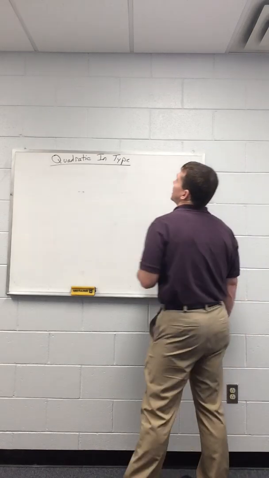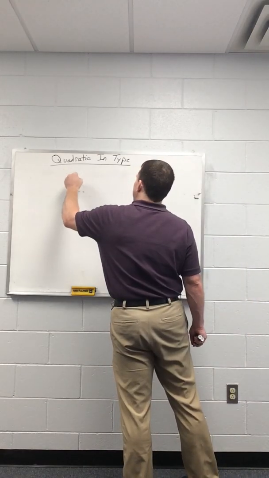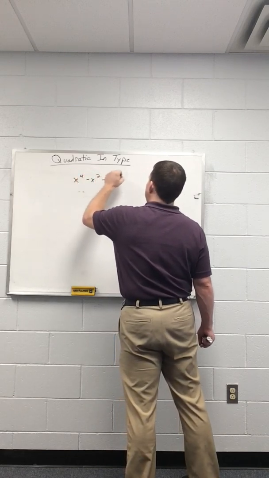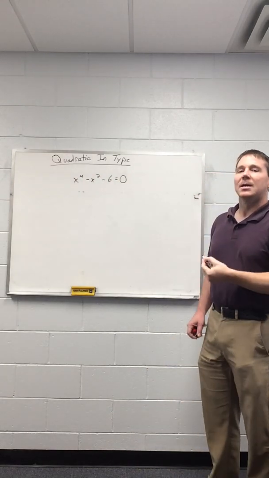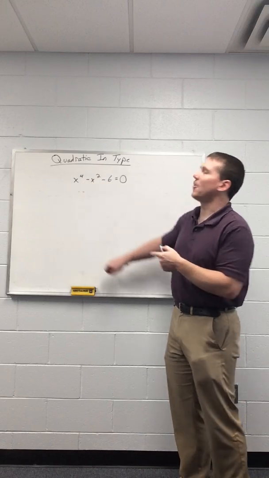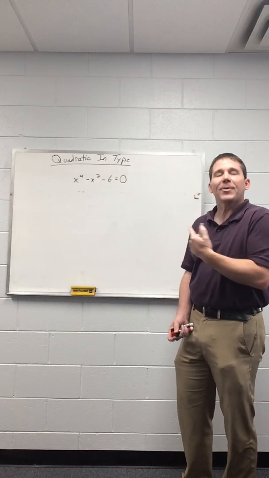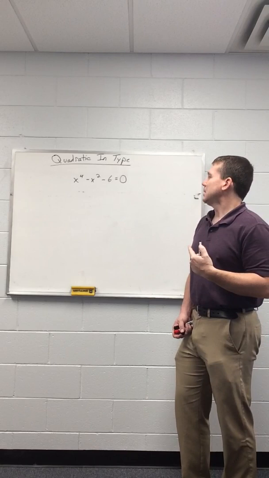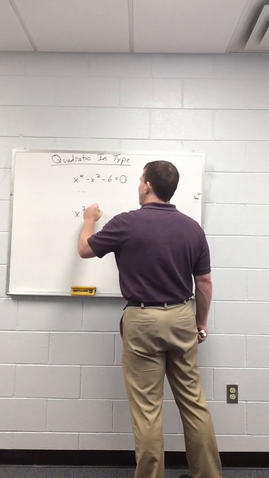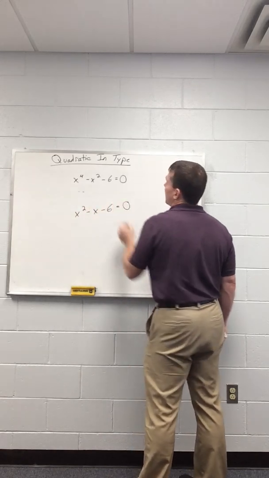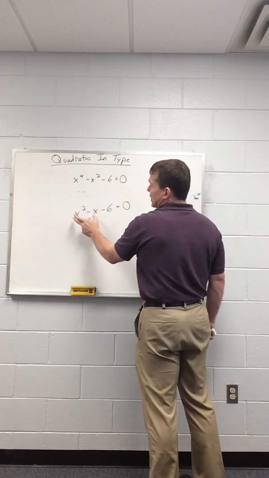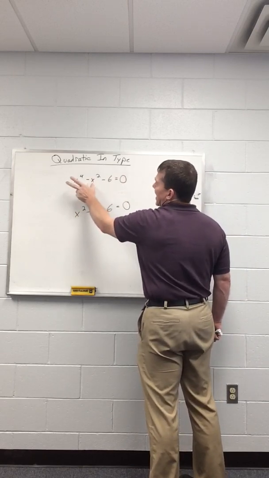If we have something like this, x to the 4th minus x squared minus 6 equals 0, that is not a quadratic. That's raised to the 4th power, it's a quartic. But if we think about it a little bit, it kind of sort of looks like a regular quadratic equation that we've seen. x squared minus x minus 6 equals 0. I mean, you have the 0 here, you have the negative 6. The only difference is this has an x and an x squared, that has an x squared and an x to the 4th.